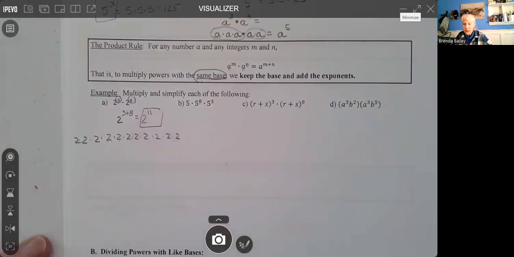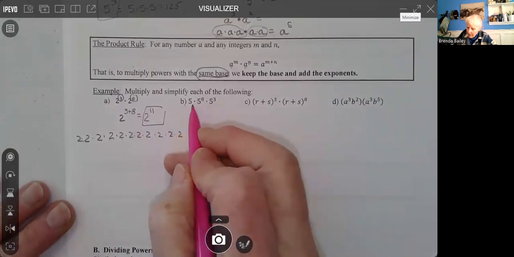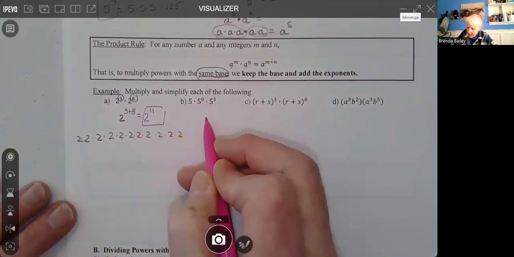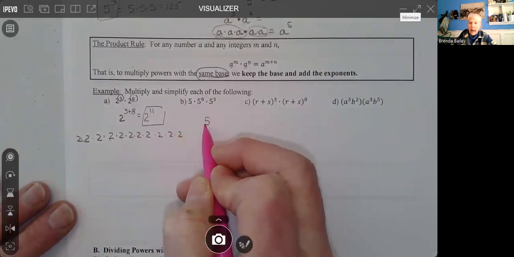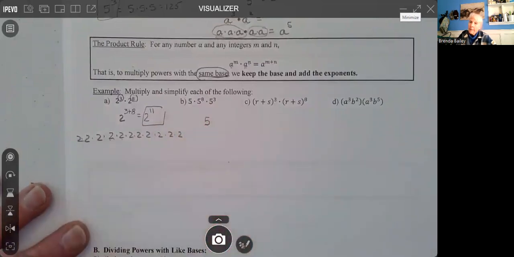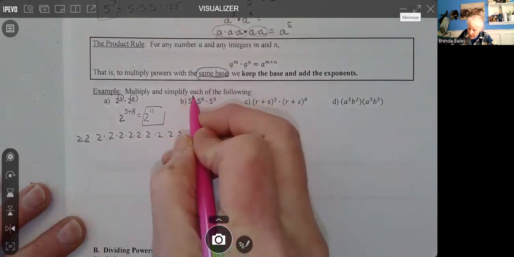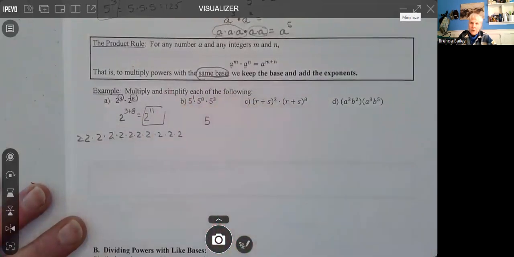Okay, let's look at another one. Again, we have a common base of 5. So you write that common base down, and then you add the exponents. But here's something you need to remember. That first one, there's no exponent there. So what we do is we don't write it in, but there is a 1. It means you've got 1 5. So you may want to write that in just so that you don't forget.